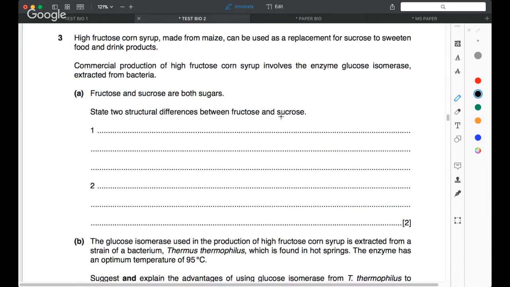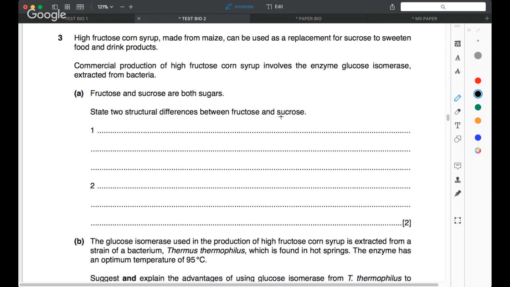So when we classify carbohydrates, what are the different kinds of carbohydrates? Fructose is a monosaccharide, and sucrose is a disaccharide, and sucrose is fructose plus glucose. There you go. Do I need to say anything else?